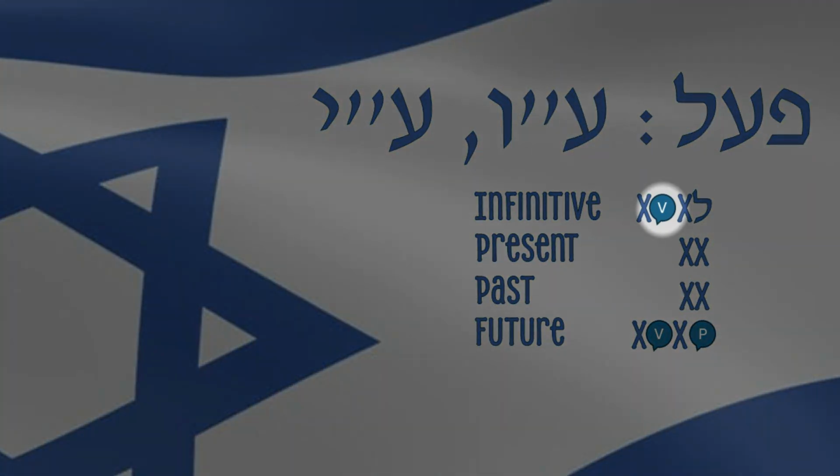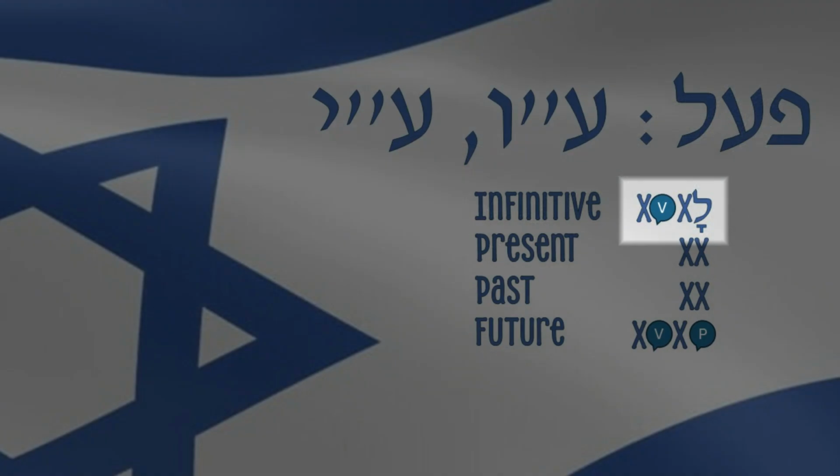See this little V here? That stands for vowel, and that means that the middle letter of the shoresh is a vowel, either vav or yud. I feel like these are a little bit obvious because they feel like they're missing a letter. You're trying to figure out where your shoresh is, and you've only got 2 letters. But they do conjugate very differently.